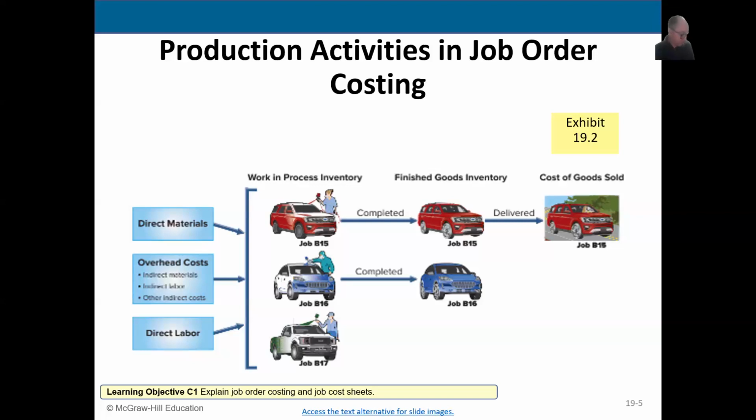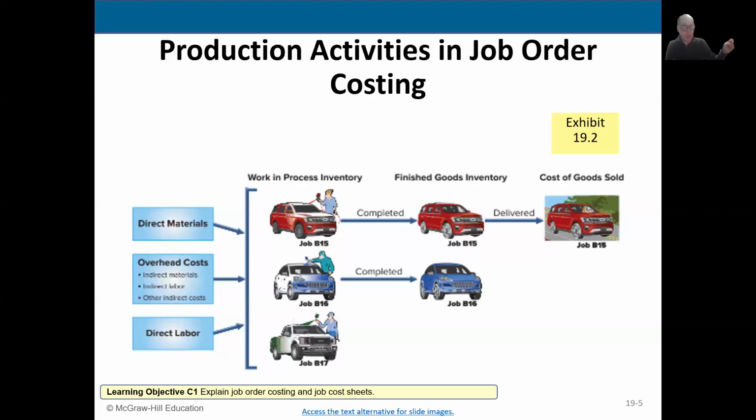Customer, look at the job order cost sheet. All the specs are lined up. There might be an inspection. Verify it. Put it into finished goods inventory. Put it on the parking lot. And then we deliver it to the customer. When we deliver the vehicle to the customer, it becomes cost of goods sold.